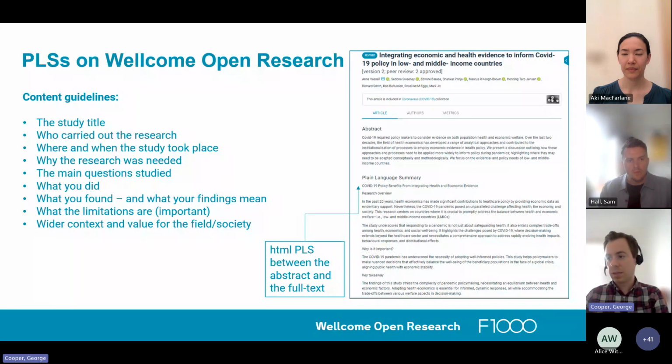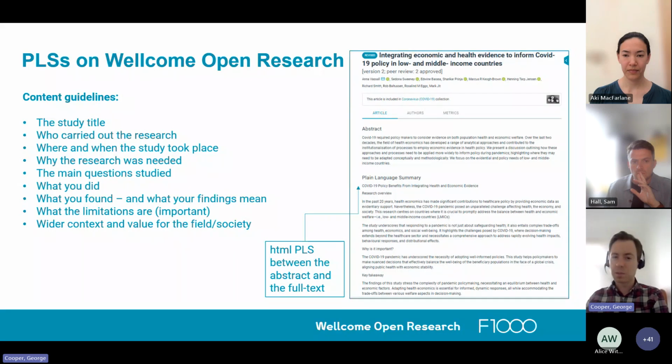In terms of the content itself, it should include the title of the study, who carried out the research, and any competing interests they might have faced, where and when the study took place, why the research was needed in the first place, some of the main questions or topics that were studied, what you did, so your design and methods in very brief terms, who participated, what you found out, what the main conclusions are and what they mean for a wider audience, what some of the limitations might have been in the study, and that's really important to include, not to gloss over that, even in a short summary, and the wider context and potential value for the field or for society.